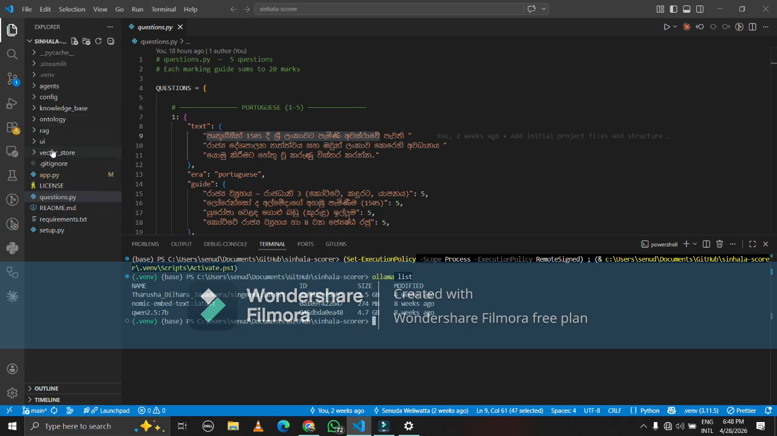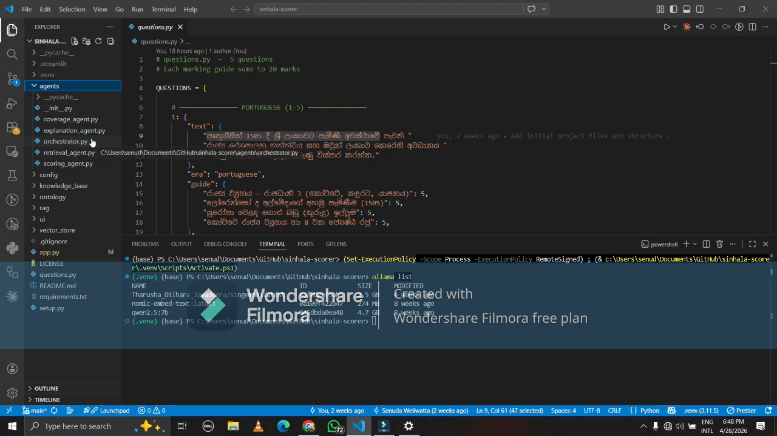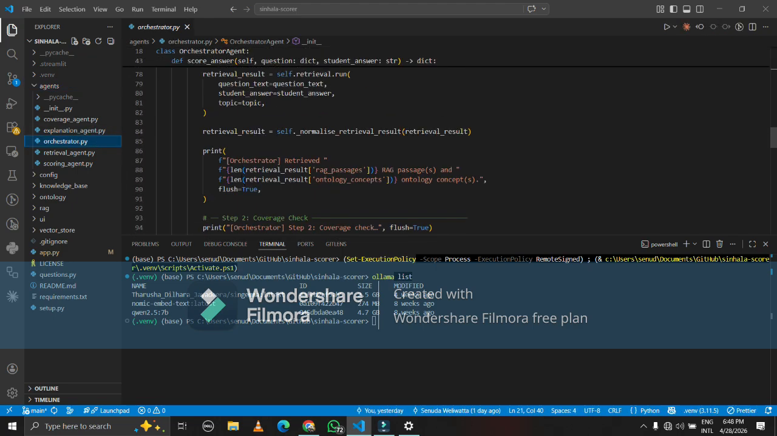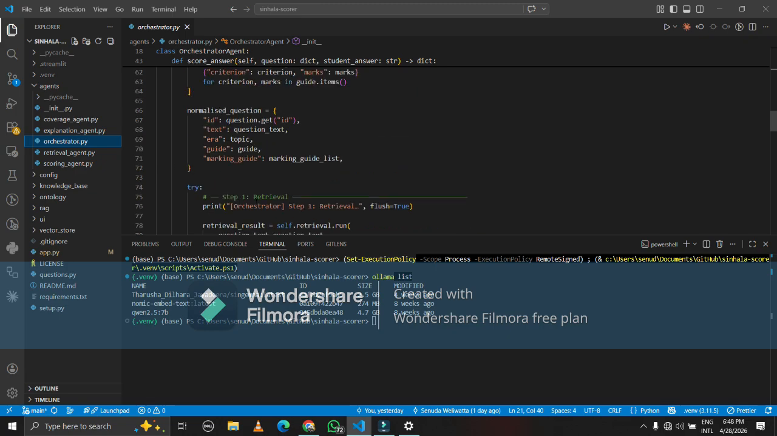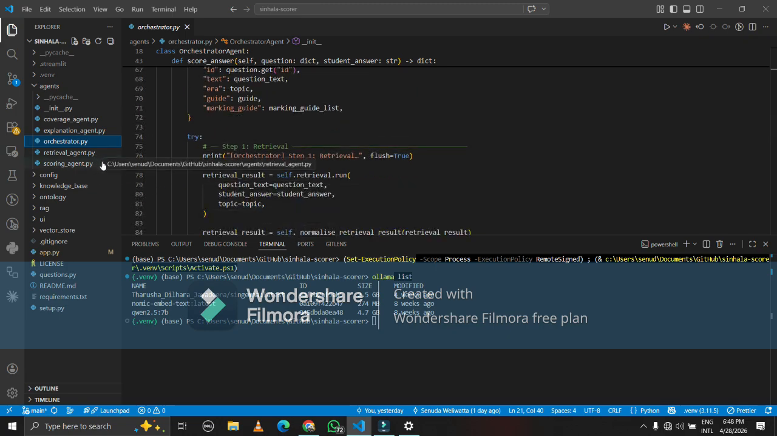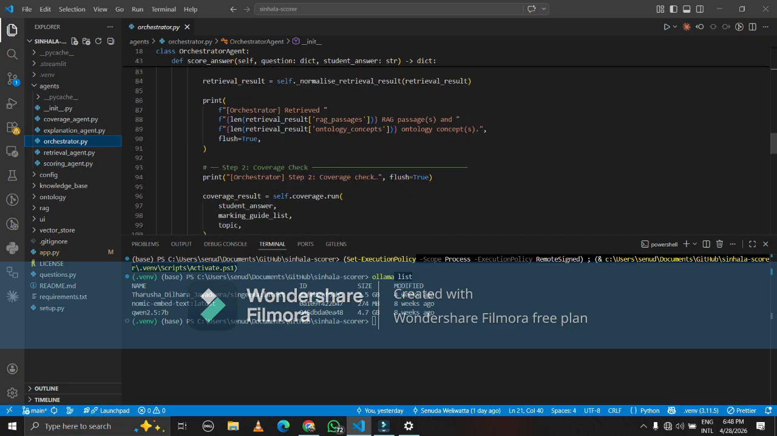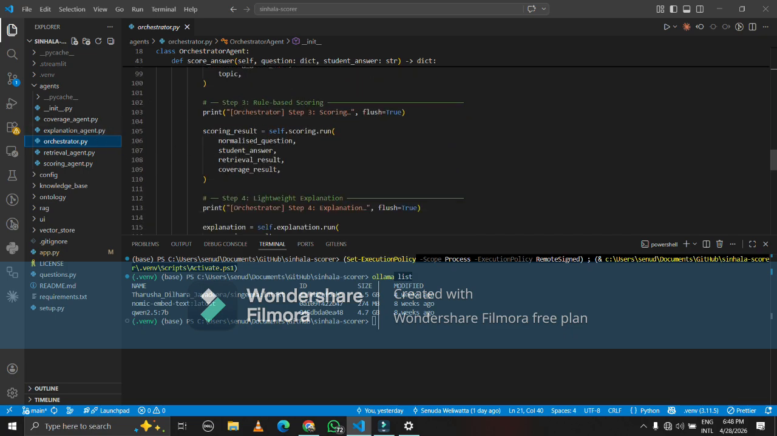Talking about my file structure, there are mainly four agents, which you can see here, and all four agents are controlled by the orchestrator agent. First, it calls the retrieval agent, then it goes to the coverage agent, then to the scoring agent, and finally to the explanation agent. I will show you in the demo how it works.